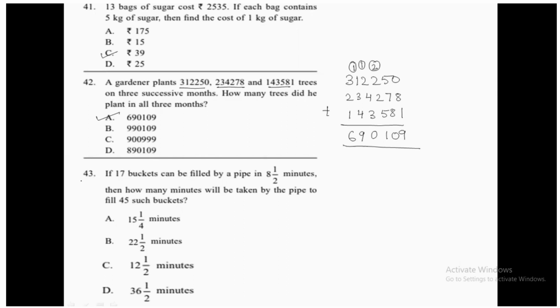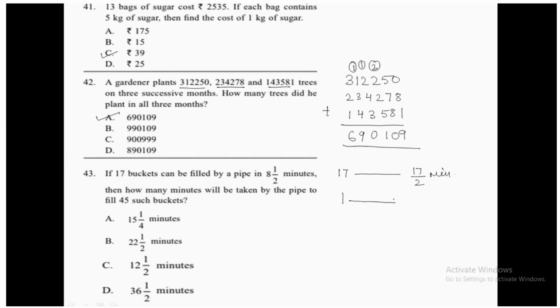Now let's move to question number 43. In question number 43, it is asking that if 17 buckets can be filled by a pipe in 8 whole 1 by 2 minutes, which is 8 times 2 is 16, 16 plus 1, 17 by 2 minutes. Now it is asking how many minutes will be taken by the pipe to fill 45 such buckets. If 17 buckets can be filled by a pipe in 17 by 2 minutes, first we need to find how much time that pipe will take to fill one bucket.